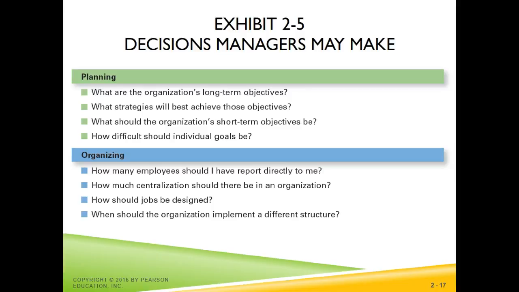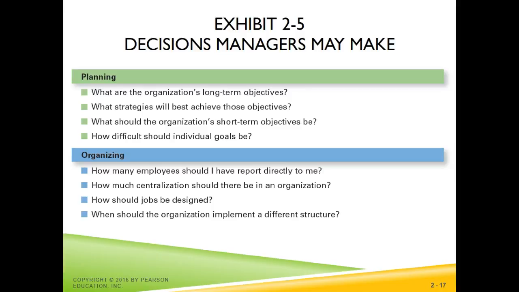Now, in the function of organizing, how many people should I have report directly to me? You want to concentrate on your locus of control. You don't want to diminish quality because of quantity. Now, how much centralization should be there in the organization? And then you're going to evaluate the empowerment I talked about in chapter 1.